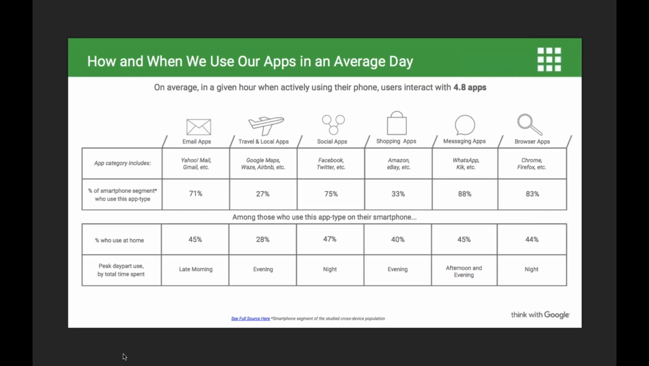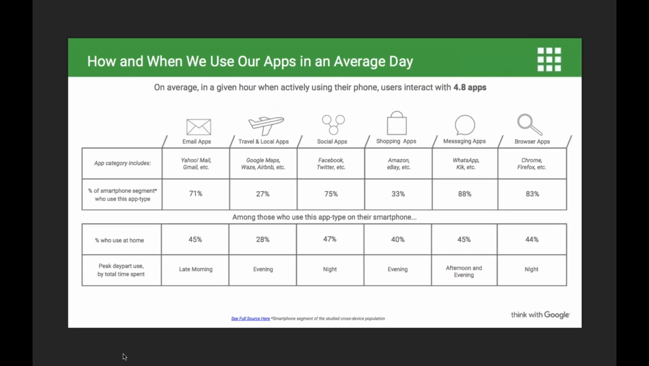So why am I sharing this? Imagine if you are a business owner in the travel industry. Let's look at the second column. You realize that 28% of them use it at home, and most of the time they are browsing travel apps in the evening time. That means that your potential customers tend to be most active in the evening time.